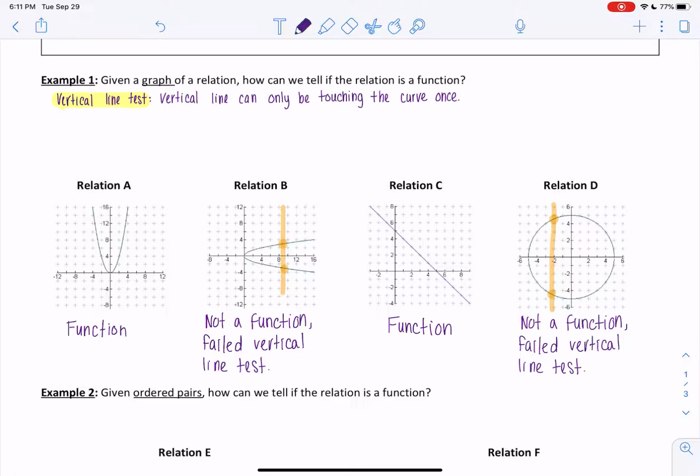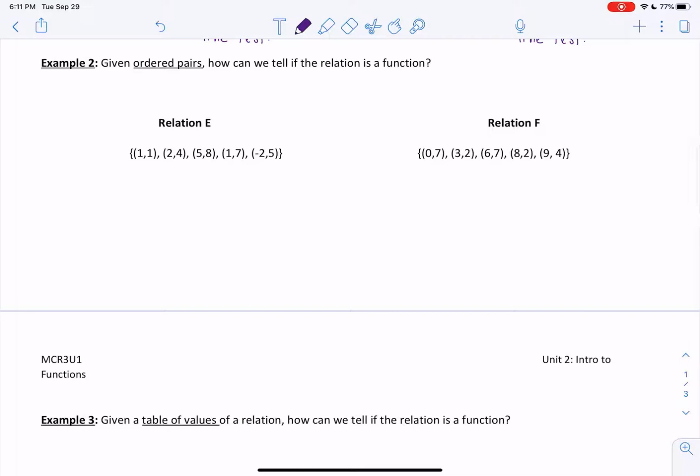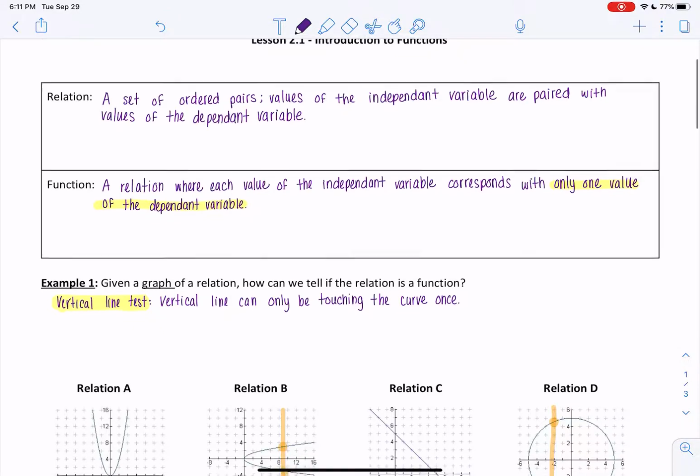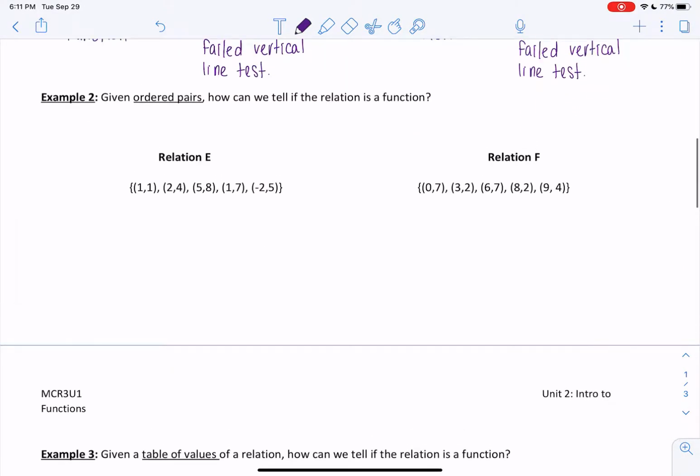Sometimes, though, for our relations, we're not always given a graph. So we also need to know how to look at ordered pairs and determine if the relation is a function. So, if we look at the definition of a function from above, it says that each value of the independent variable corresponds with only one value of the dependent variable. So, in other words, each x can only have one y value.